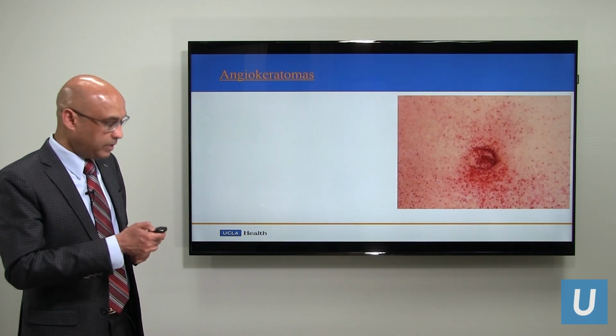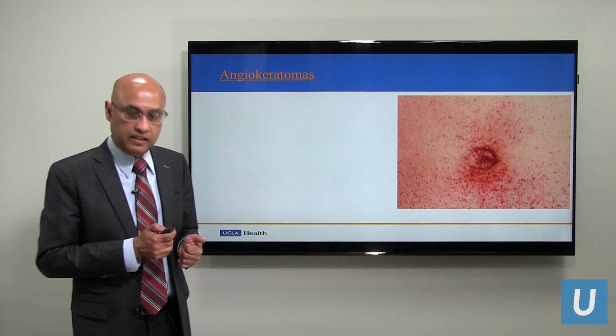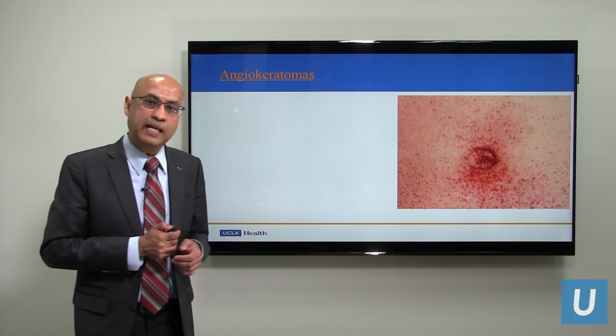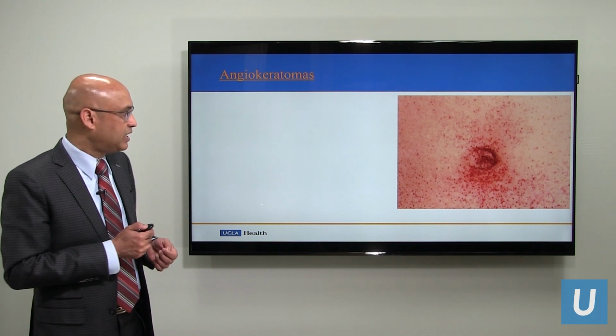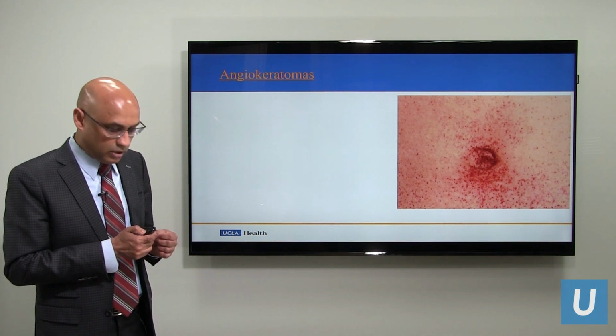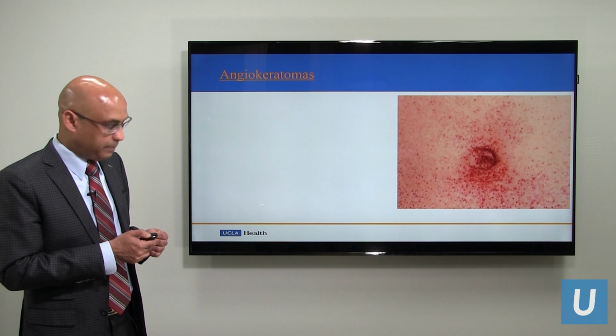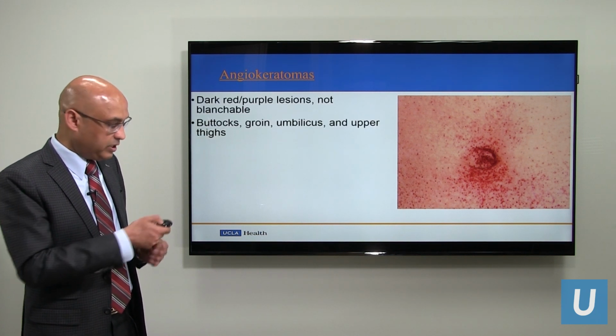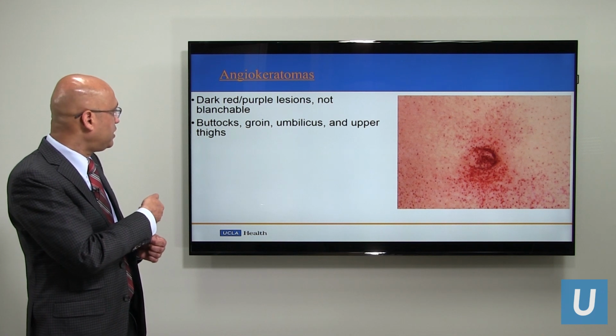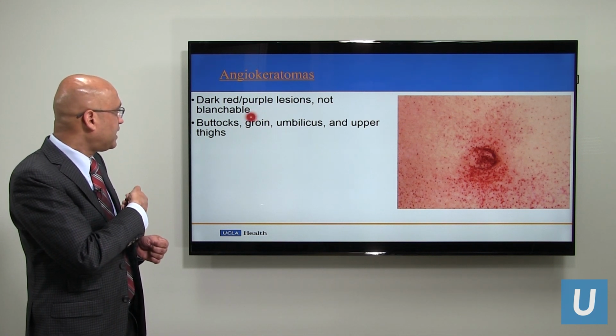Then we have something called angiokeratoma. This is a skin finding. Sometimes in layman's language, we also call them a skin rash, but it's not a drug rash or an infectious rash. It's actually something called angiokeratomas based on the pathology. But here, if you see these findings, these are reddish purple lesions that are not blanchable.